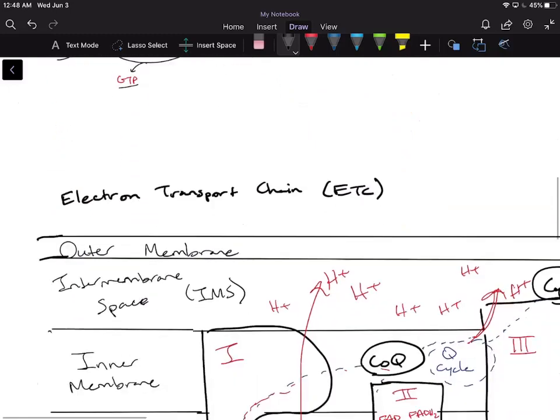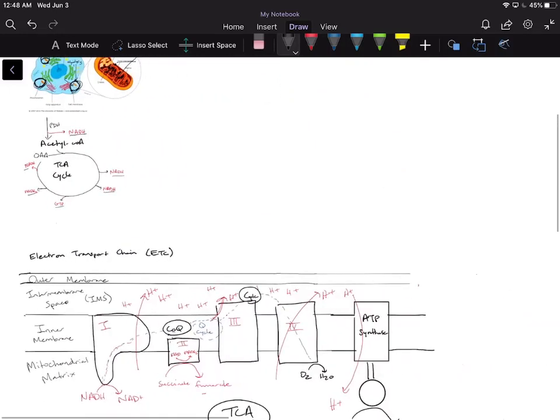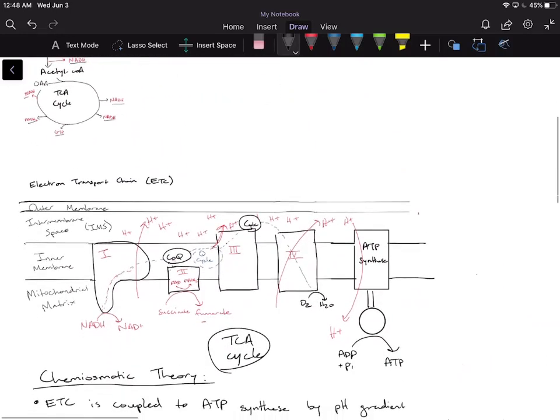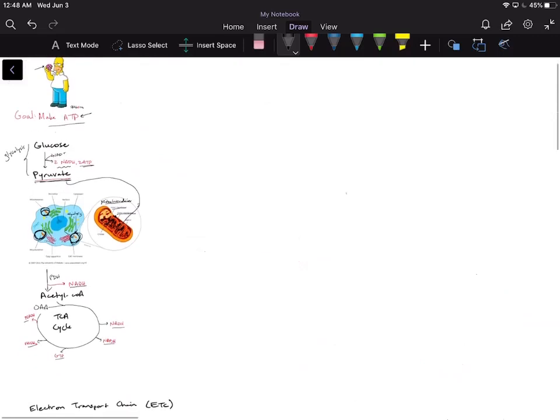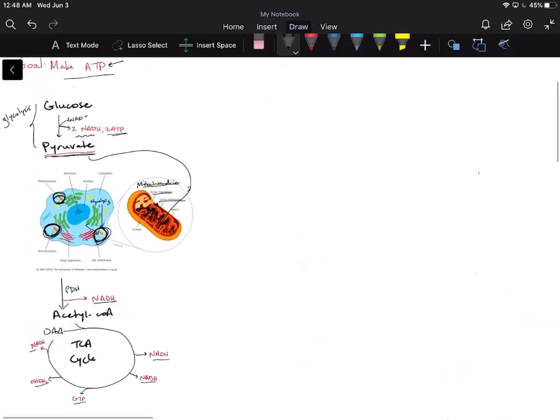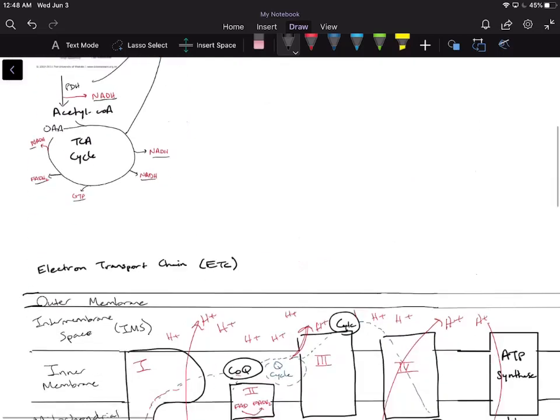Okay, so again, this picture is a little bit off. The TCA cycle is occurring inside the matrix. So this is the mitochondrial matrix. So again, this TCA cycle is occurring in the matrix. Okay, and same thing with PDH. They're both occurring in the matrix of the mitochondria.